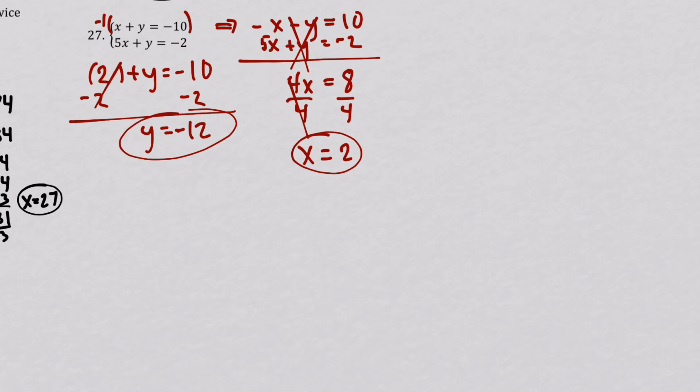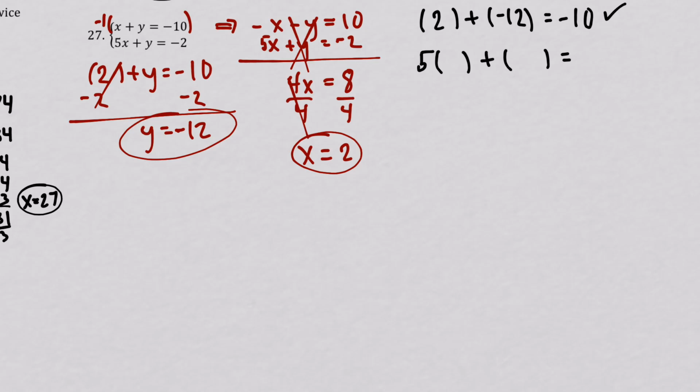Now in number 26, I didn't check my work, so I want to check my work on this one just to make sure that we understand how to check your work. When we say check your work, it means take your values and plug them into both equations to see that they're true. So here's the check. You're going to do the first equation, x plus y equals negative 10. Substitute in 2 for x and negative 12 for y. And all you're doing is checking that this is an actual true statement. 2 minus 12 is negative 10. That is true. Check the second equation. It's not enough to just check one of them. You have to check both.